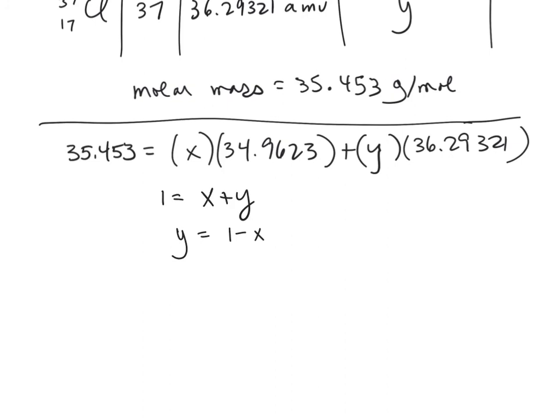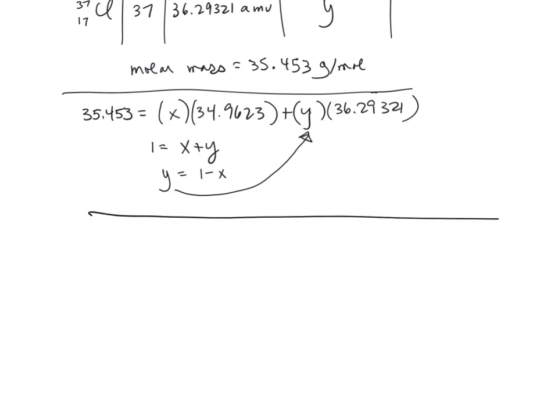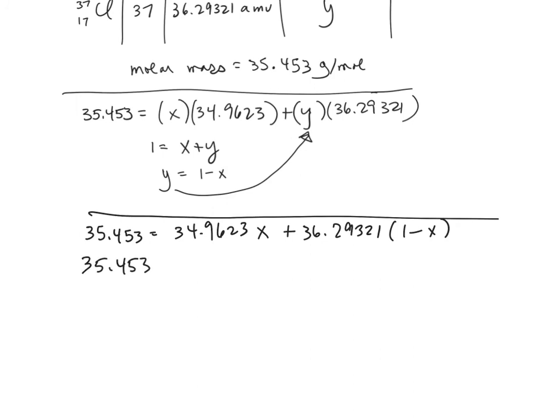All right, and then we're going to substitute y here as 1 minus x. So we'll rewrite it: 35.453 is equal to 34.9623x plus 36.29321 times (1 minus x). Make sure you don't put x minus 1 there. We had two equations and two unknowns, so now we can solve it. 34.9623x, then we're going to distribute here: 36.29321 minus 36.29321x.